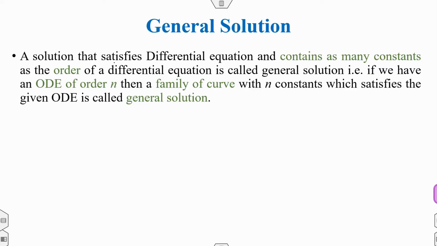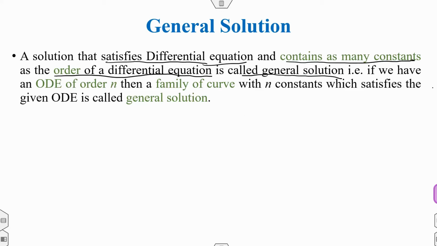So what is a general solution? A solution that satisfies, obviously that is the meaning of solution, that it should satisfy the differential equation, and contains as many constants as the order of the differential equation. You have done the order of a differential equation in the previous lecture, so you already know what order means. For example, if you have a differential equation of order 2, then any solution having the same number of arbitrary constants as the order of the differential equation is called the general solution.